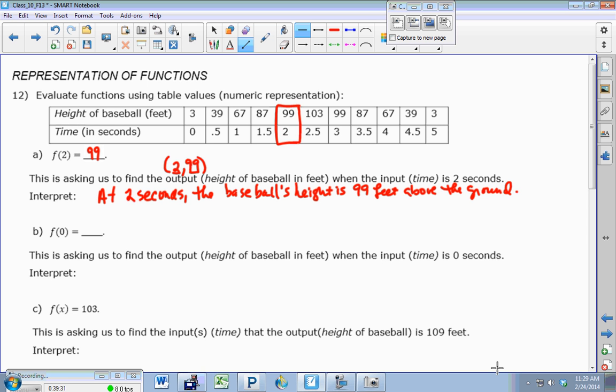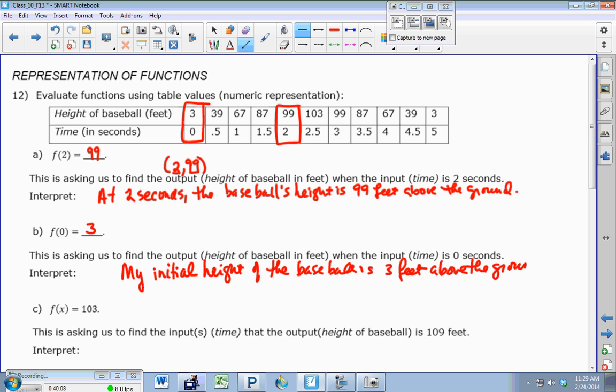Okay. f of 0, what would my answer for that be? What is that equal to? What's the output? 0, 3, so what's the output there? f of 0 equals 3. Okay. And this tells me that my initial height, so I'm using a new word on you, my initial height of the baseball is 3 feet above the ground.